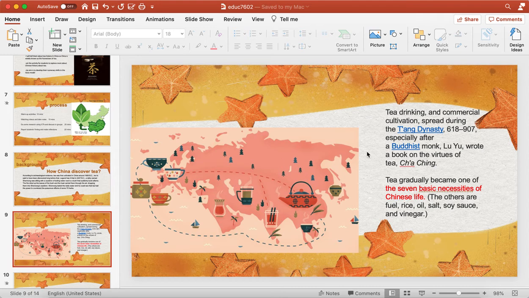So tea drinking and commercial cultivation spread from the Tang Dynasty, which is ancient China. China has a long history of using tea as gifts given to foreign countries. So the spread of tea is very universal, and tea gradually became one of the 7 basic necessities of Chinese life.